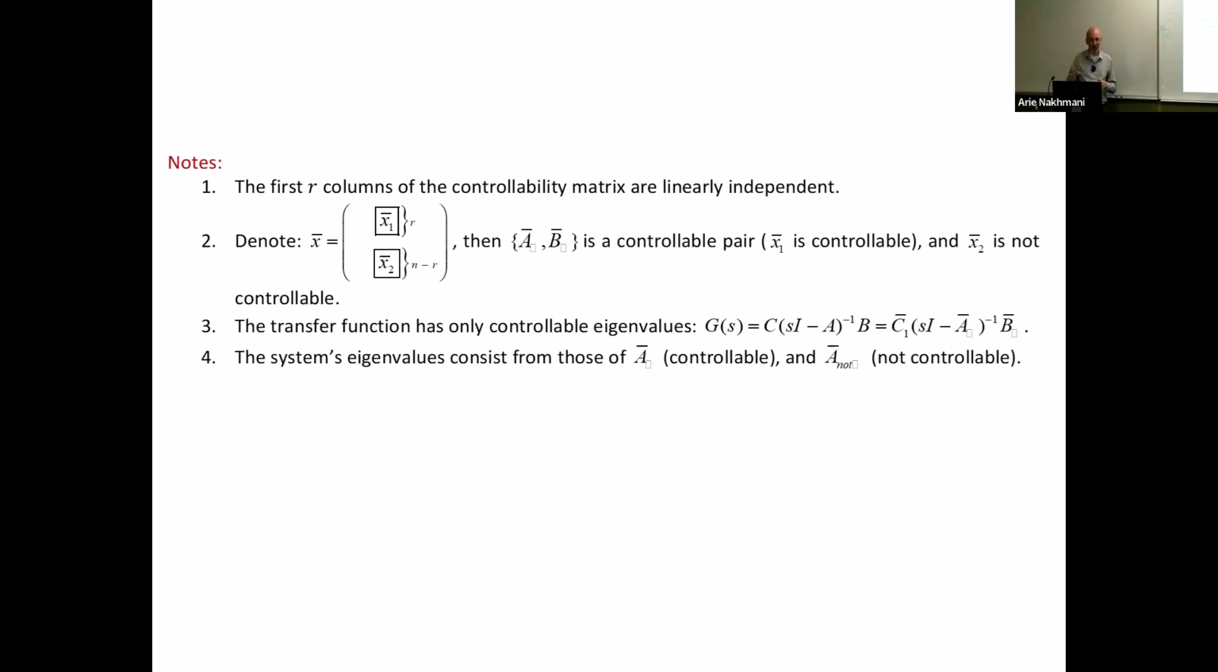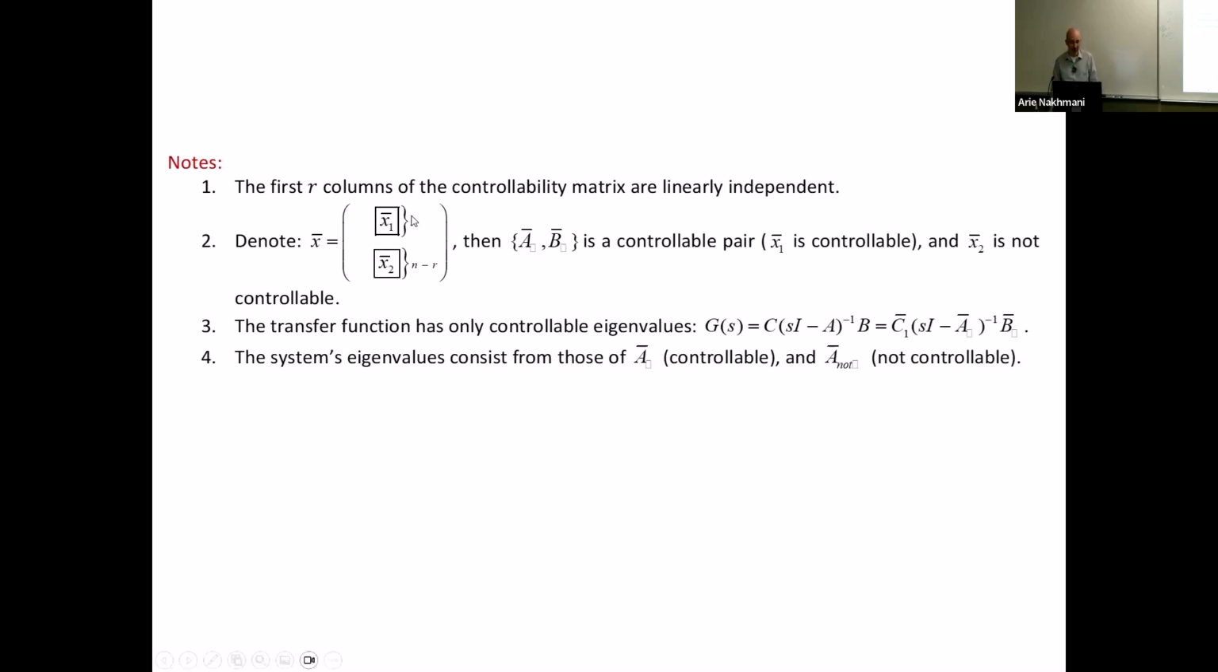You just need to remember that the first R columns will always be independent in the matrix if the rank is R. Second thing, you can divide the vector as well, the same way we divided it there, right? So you have the first half of the vector after the transform, which is size R, and the second half is n minus R size, the dimension of the vector, right?